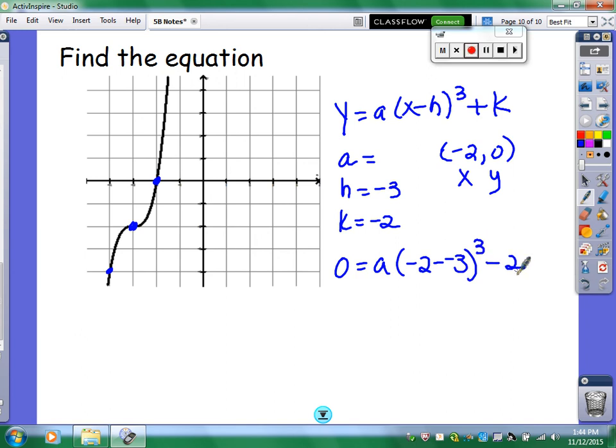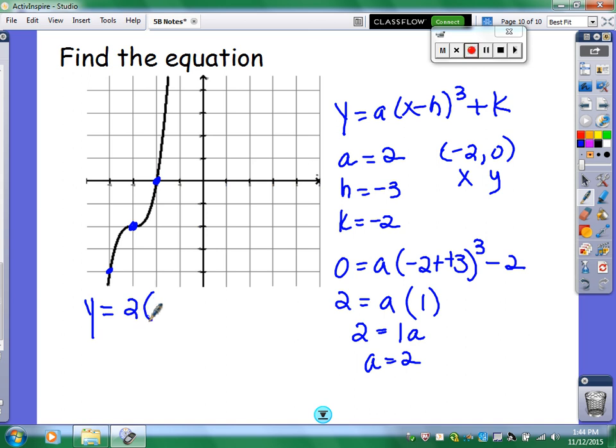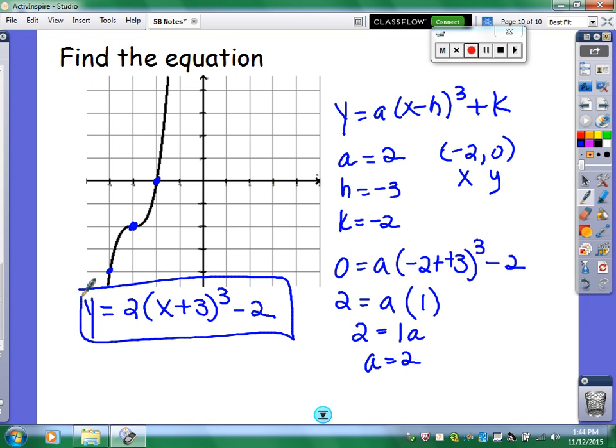All right, we're solving for a. So let's move the 2 over. And let's clean up what's in these parentheses. This becomes plus, which is 1 cubed, which is 1. So 2 is equal to 1a. So a is equal to 2. So make your equation. Don't forget your y equals or f of x equals. So you have 2 times x minus a negative, which makes it plus 3, cubed, minus 2. So there's the equation of my cubic function.